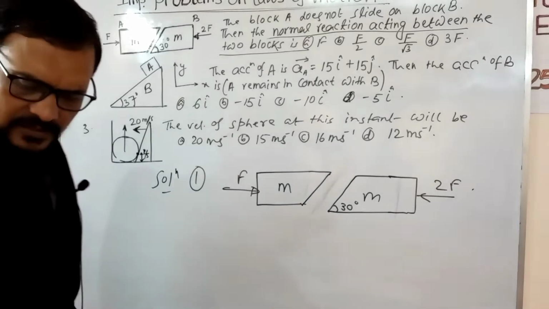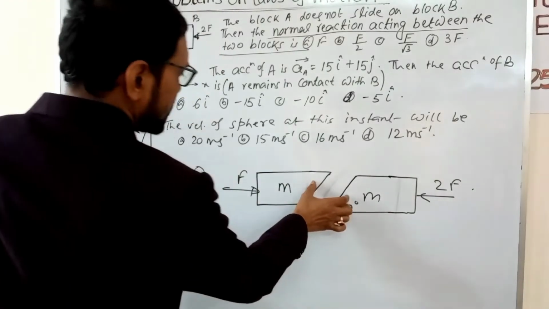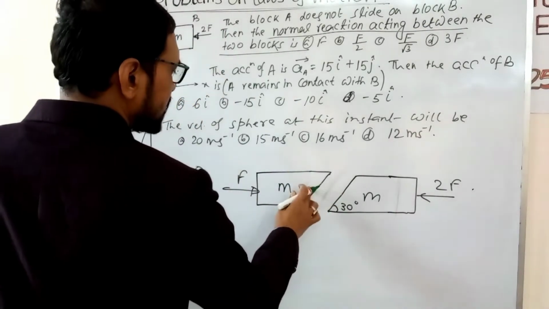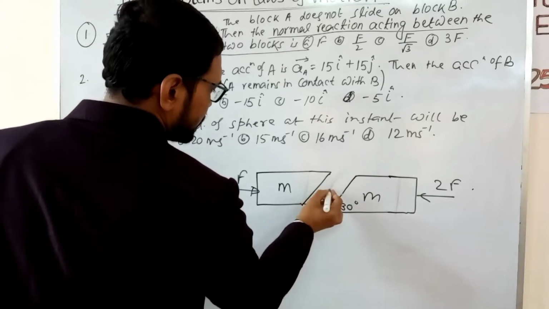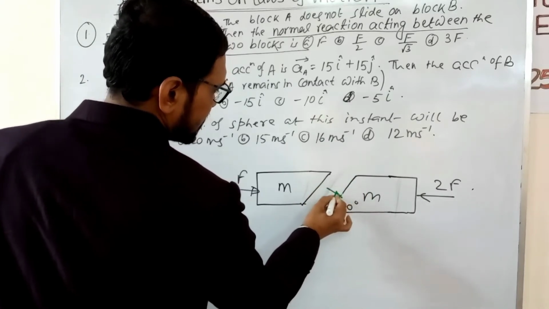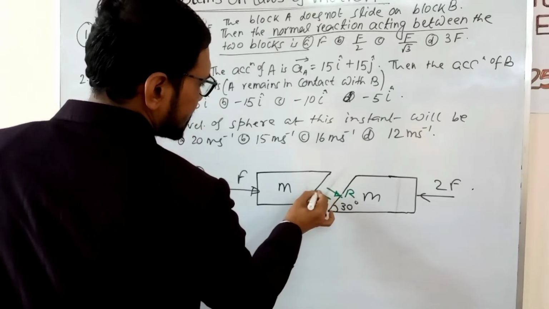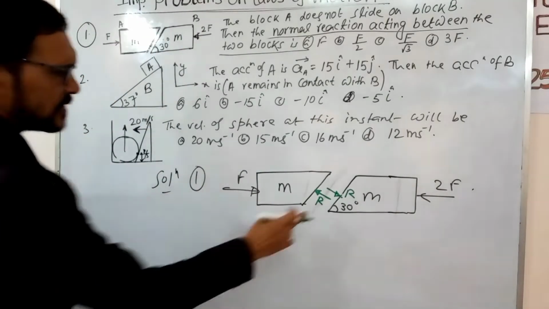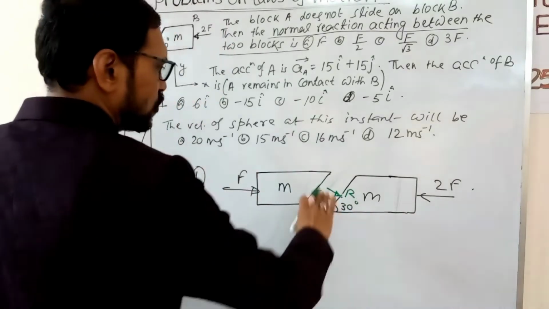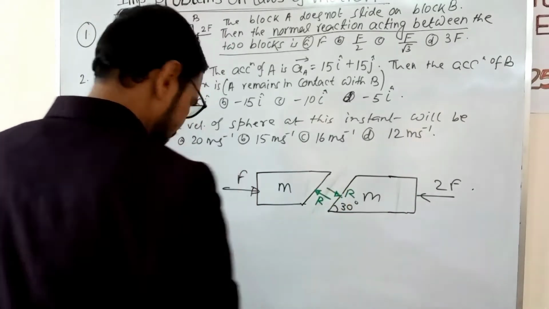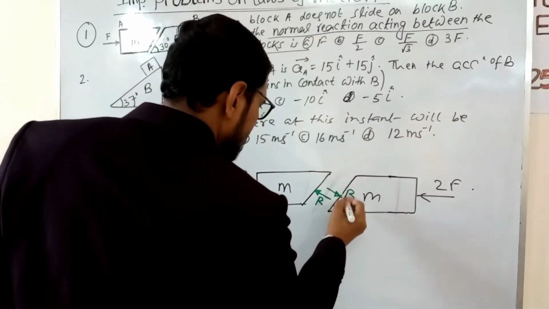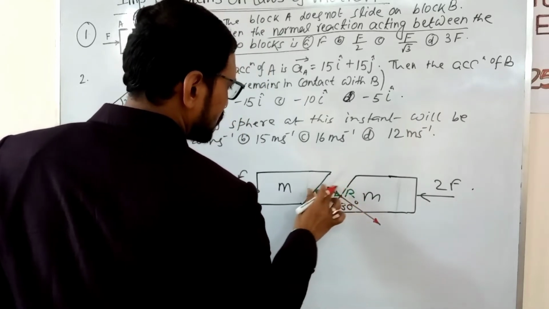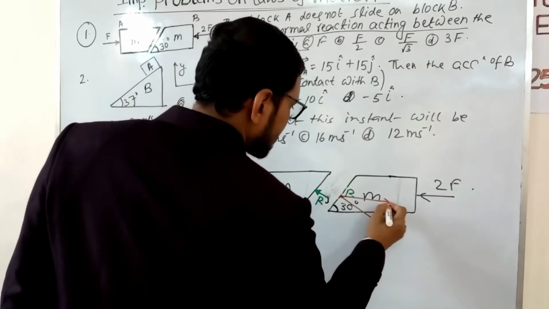Now the important point is, what is the normal reaction acting between the two sections. The normal reaction always acts normal to the surface. So if this is R and this is R, the normal reaction acts normal to the surface, in this way. Now resolve this R into two components, horizontal and vertical. This angle is 30 degrees, normal to the surface, and R acts in this way. So we have to resolve in this direction and in this direction.